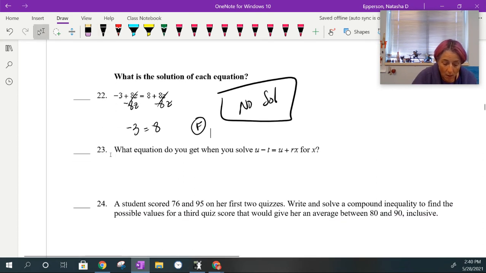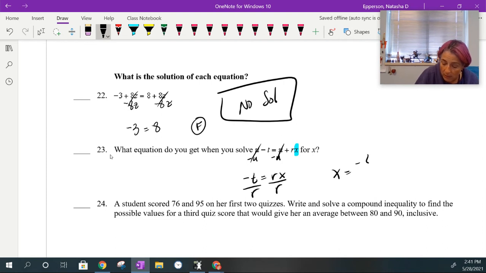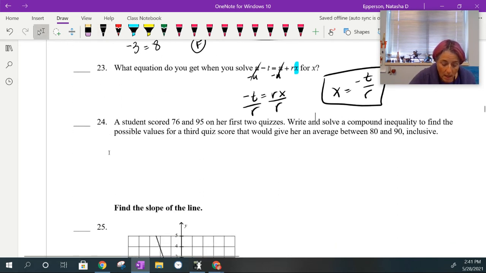Number 23, what equation do you get if you solve for x? So I want to solve for x. So I'm going to move the u over. So I'm going to subtract u from both sides. It cancels. I'm left with -t is equal to rx. I'm now going to divide by r. That gives me x is equal to -t over r. That easy.